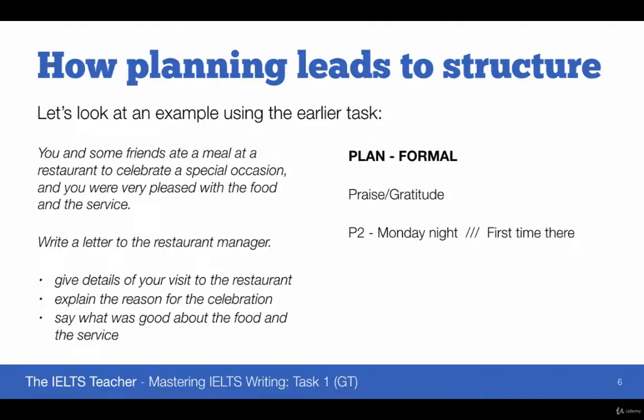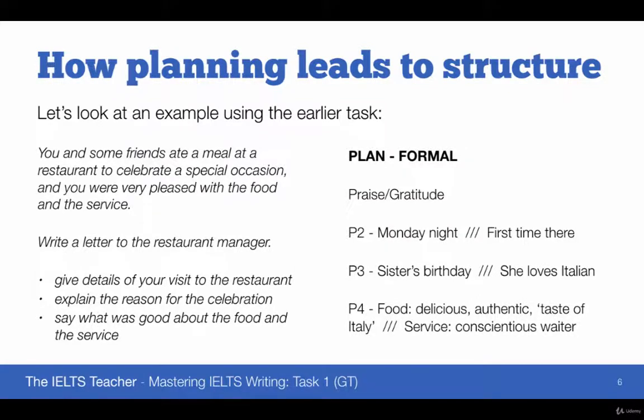Now, paragraph 2. We look at the first bullet point for our ideas. Give details of your visit to the restaurant. 2 ideas then. Monday night, and it was our first time there. Next paragraph, explain the reason for the celebration. Sister's birthday, she loves Italian food. Okay, 2 ideas.